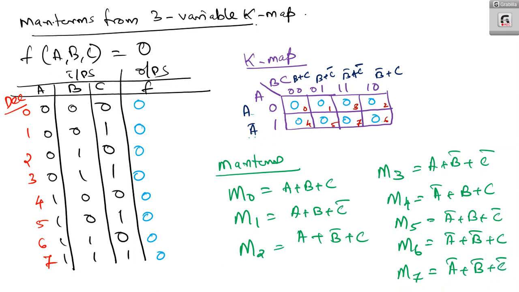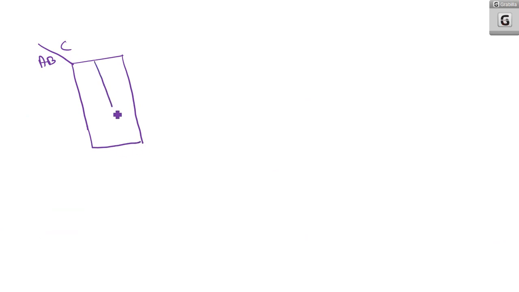These are the corresponding minterms that can be derived from a three variable K-map. Okay. This same three variable K-map I can draw in the other form also. Let me show that also. So I can write AB here and C here. So C I am having two columns, 0 and 1. AB I am having rows 00, 01, 11 and 10.